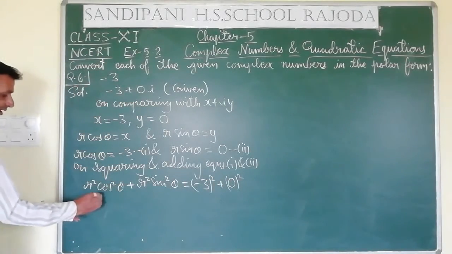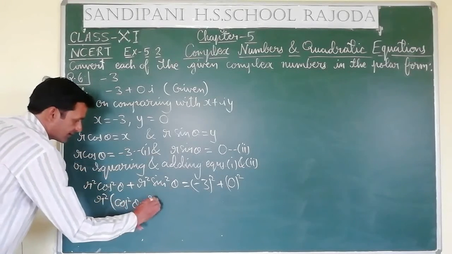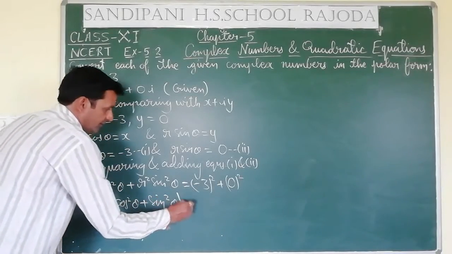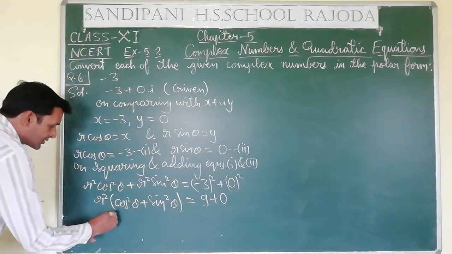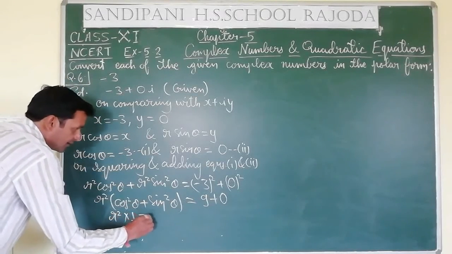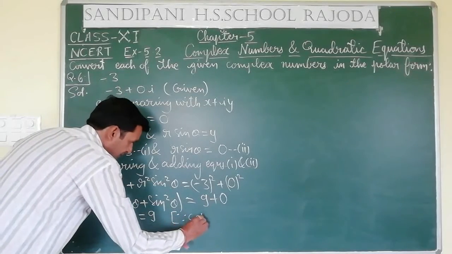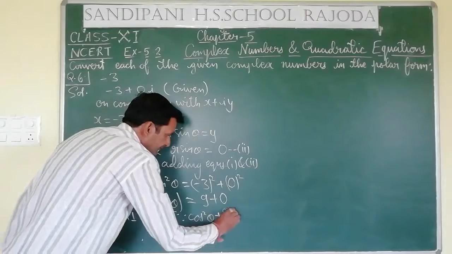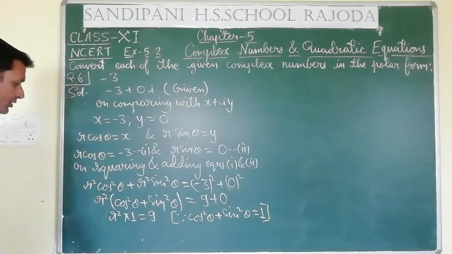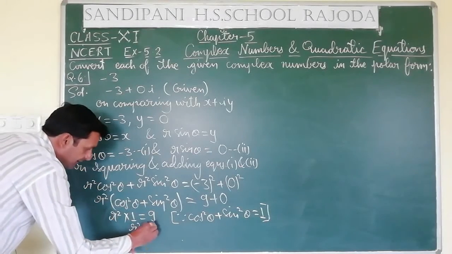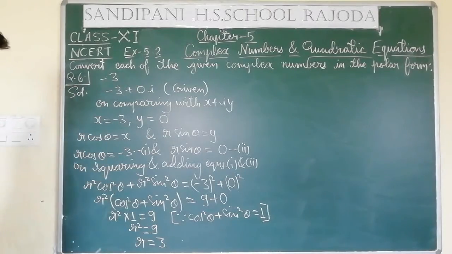So r square is taken common. Here it is cos square theta plus sin square theta is equal to 9 plus 0. So r square into 1 is equal to 9, because cos square theta plus sin square theta is equal to 1. So now what can we do? r square is equal to 9 means r is equal to what? 3, because it is the square of 3. So r is equal to 3.